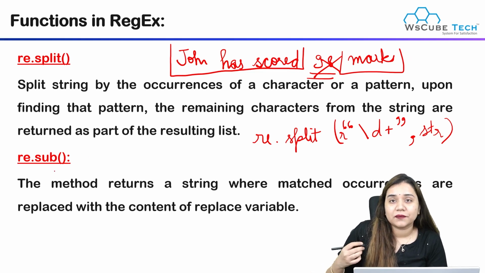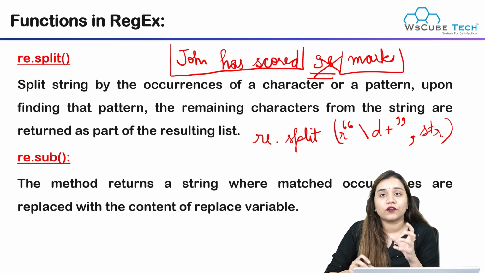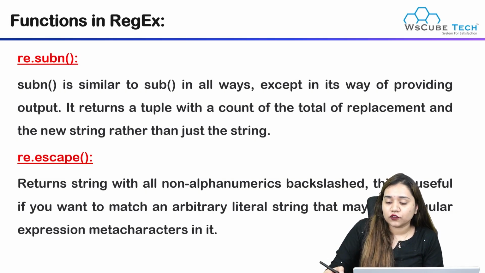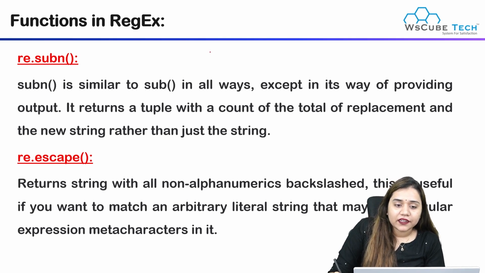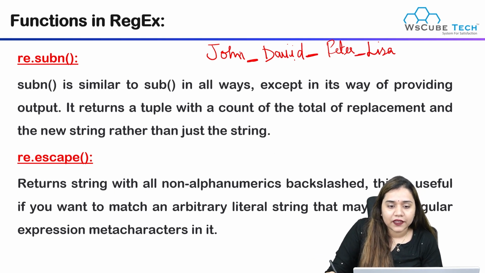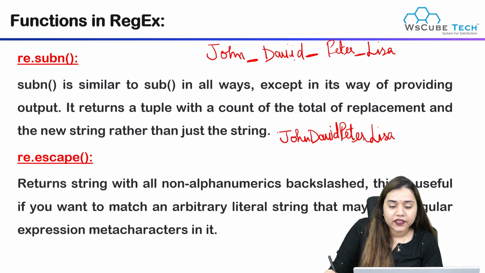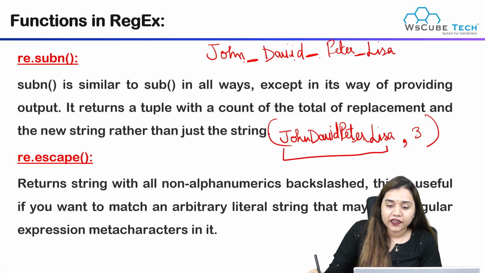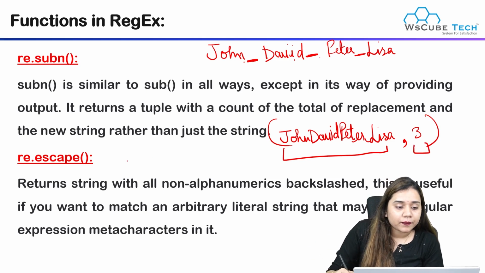The next method is re.sub. Sub is used to replace anything in the string. If you have a string and want to replace a pattern with something new, we can use the sub method. Similarly, we have subn. The subn gives us a tuple. For example, let's say my value is John, David, Peter and Lisa, and I have replaced all the spaces with no space. The output with sub would be JohnDavidPeterandLisa without any space in between. But with subn we also get 3, as there are 3 replacements. So we get a value in the format of a tuple where the first element is the output and the second element is how many replacements have happened inside the string.